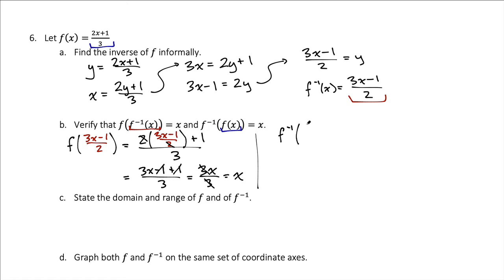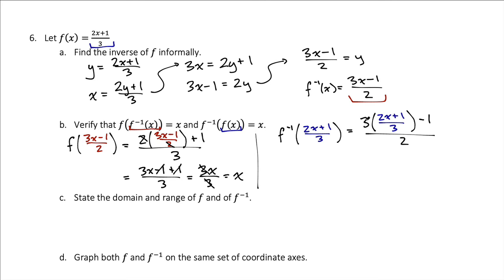And so we're going to plug that in here. So (2x plus 1) over 3. And that's equal to, now we're plugging this into our inverse. So that's (3 times the (2x plus 1) over 3 minus 1) over 2.